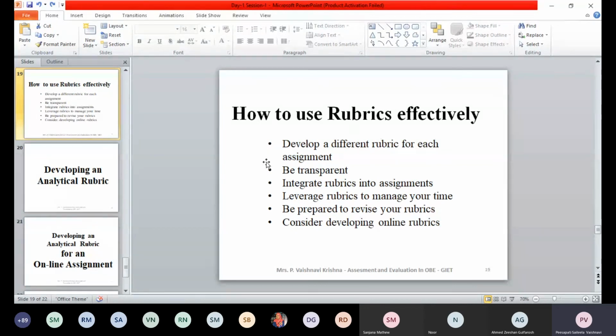How are we supposed to use the rubric effectively? So these are a few points which will help you to use your rubric effectively. Develop a different rubric for each assignment, and you need to be transparent.